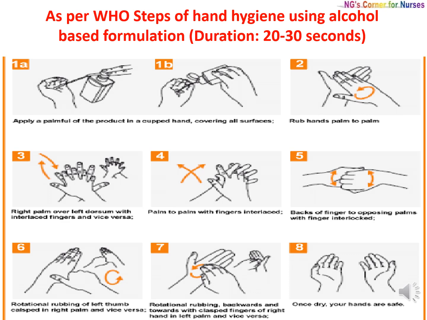Next, rotational rubbing of the left thumb clasped in right palm and vice versa. Next, rotational rubbing backwards and forwards with clasped fingers of right hand in left palm and vice versa. And the eighth step is, once dry, your hands are safe. Dry it in the air.